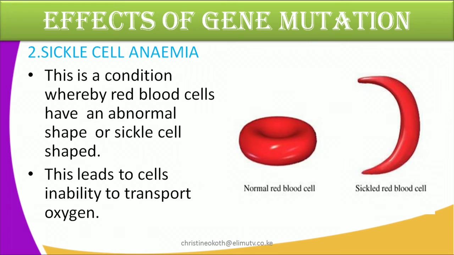Another effect of gene mutation is in sickle cell anemia. This is a condition whereby the red blood cells have an abnormal, sickle shape. This will always lead to the inability of the blood to transport oxygen to all parts of the body. Looking at our illustration, we have the normal red blood cell, which is disc-like in shape, whereas a defective red blood cell will be sickle-shaped, like the one showing in our illustration.